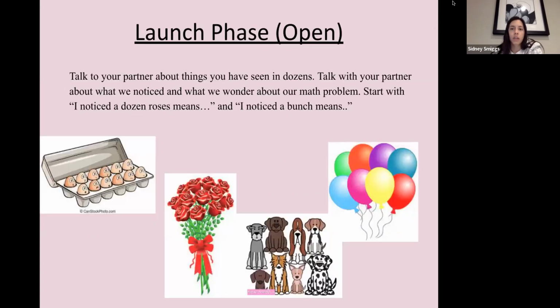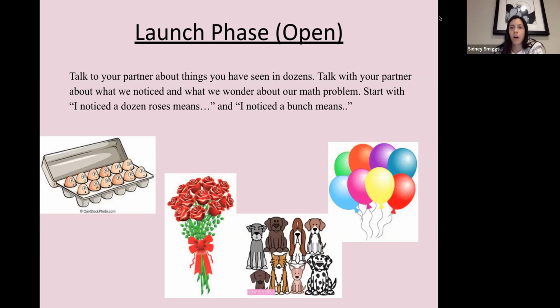So we posted different pictures of a bunch and a dozen, so they could get different ideas of what it looks like, not just from flowers, but from other items as well. But we started with talk to your partners about things you have seen in dozens. Talk with your partner about what we notice and what we wonder about our math problem. Start with, I noticed a dozen roses means, and I noticed a bunch means.